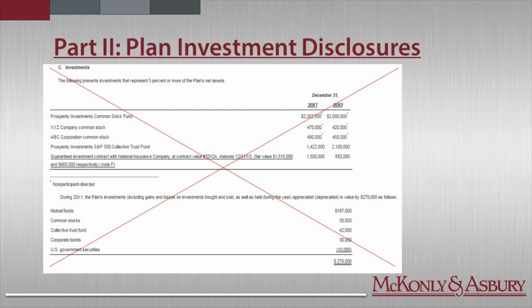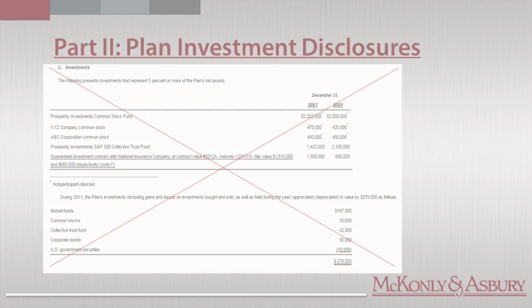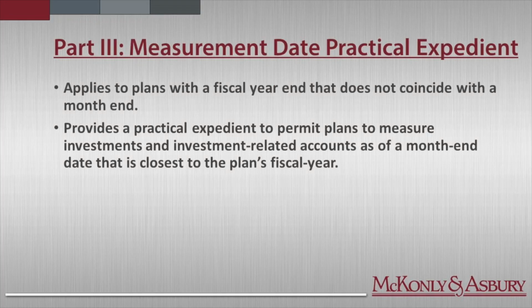So again, I'm going to go through these and show you examples. You'll have them for your reference. This first one shows the table with 5% or more assets, and then also the disaggregation of the net appreciation, depreciation that's no longer necessary. And that was it.